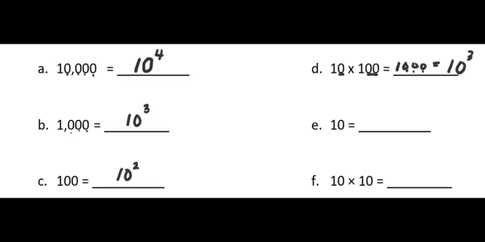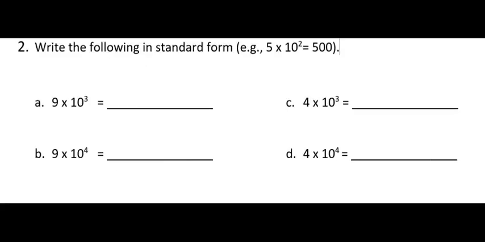In problem E, I simply have 10. So that's just 10 to the first power because there's only one 10 there. Problem F, I have 10 times 10. Well, 10 times 10 is 100. I've got those 2 zeros, so that would be 10 to the second power. Or again, the problem has 2 zeros, so that connects to my exponent as well.